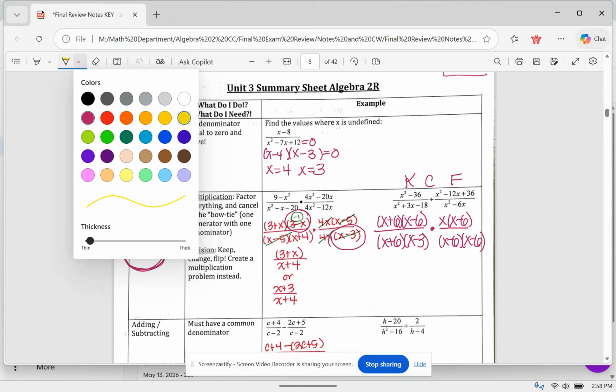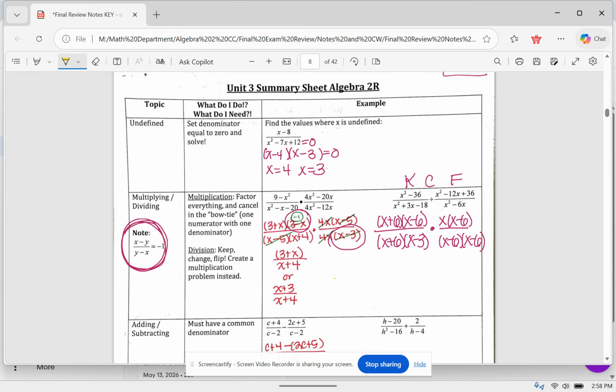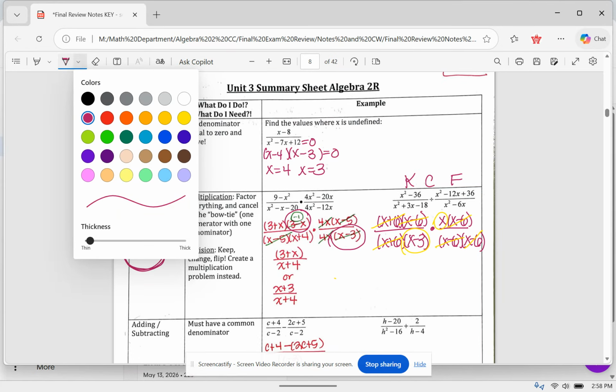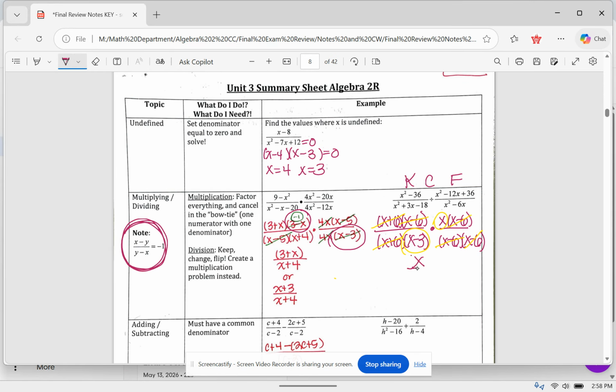Okay, so then, this is my favorite part, I'm going to go through and cancel stuff that's the same in the top and the bottom. So x plus 6, x minus 6, ooh, actually double whammy x minus 6, and then it looks like I'm left with x over x minus 3. So my final answer is x over x minus 3.